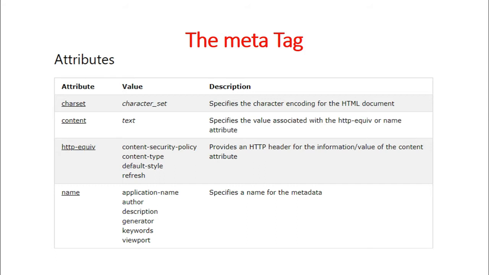And we also have the name attribute for the meta tag. It can have the values application-name, author, description, generator, keywords, and viewport. So this name attribute specifies the name for the metadata.